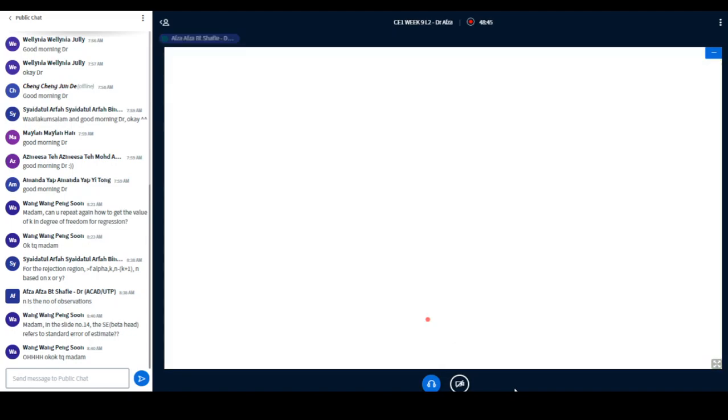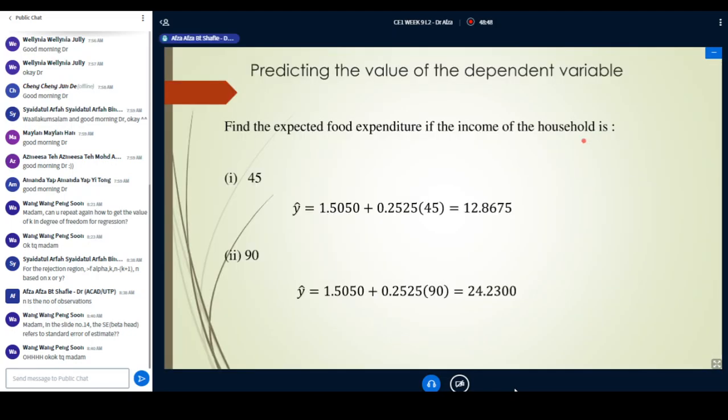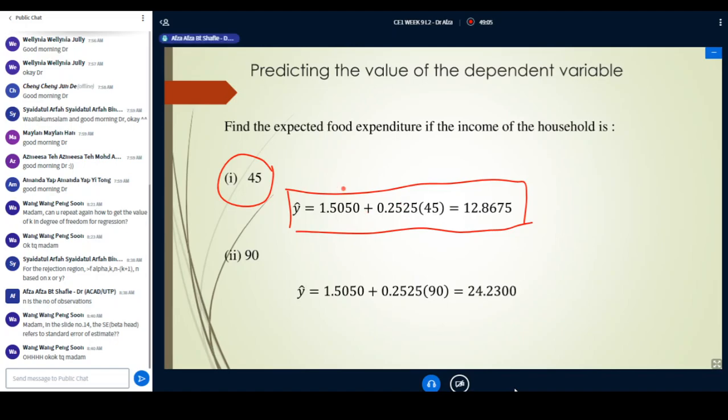Supposedly I'm quite clear of the model, I now want to predict. Let's say I want to find the expected food expenditure if the income of the household is 45. What I need to do is just plug in here. This is my beta naught, my beta 1, and this is my X. So I just put it inside here, and I get a value of 12.8675.